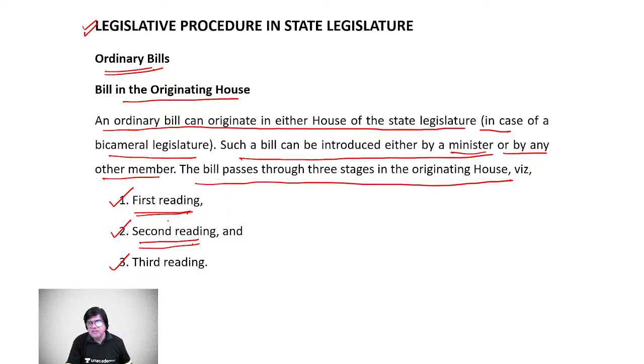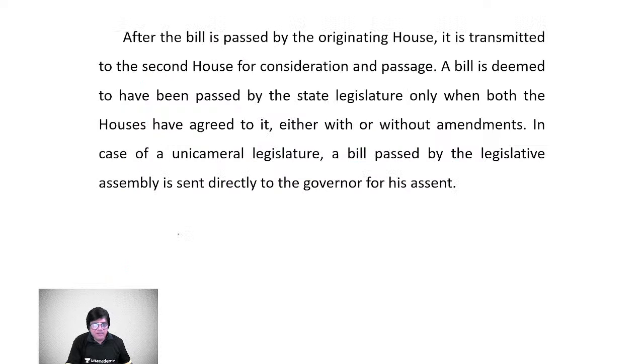General discussion will be there. Then generally the bill is referred to a committee, and then the committee examines that, and then again it comes back to the House, and the House, in detail, clause by clause, discusses the bill, and voting is done clause by clause. Amendments are also moved. And then finally, in the third reading, the bill as a whole is voted by the House. So these are the 3 readings, and here, after the bill is passed by the originating House, it is transmitted to the second House for consideration and passage.